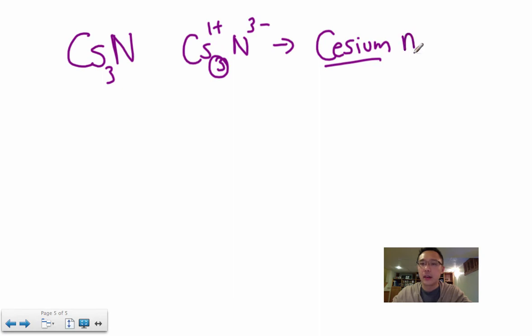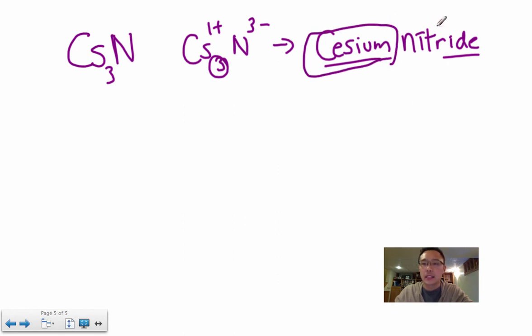Nitrogen, I don't care how many I have. I'm just going to change nitrogen to nitride. And that's it. Okay, so for naming ionic bonds, make sure you understand how to identify if it is an ionic bond or not. And that's the key. The first element stays the same, and the second one always contains the IDE ending, and you don't need prefixes. That's it.